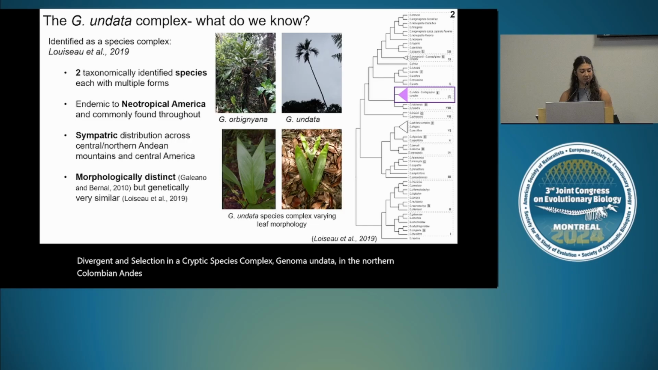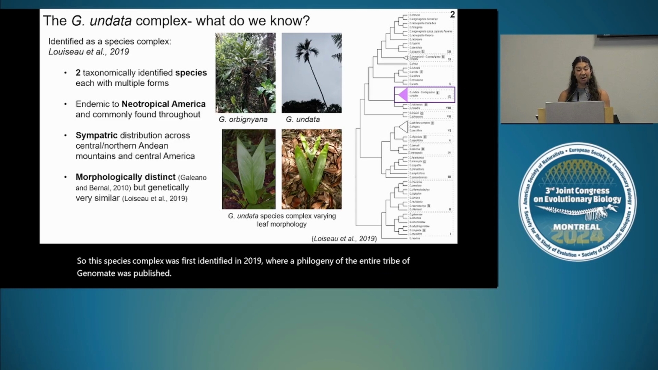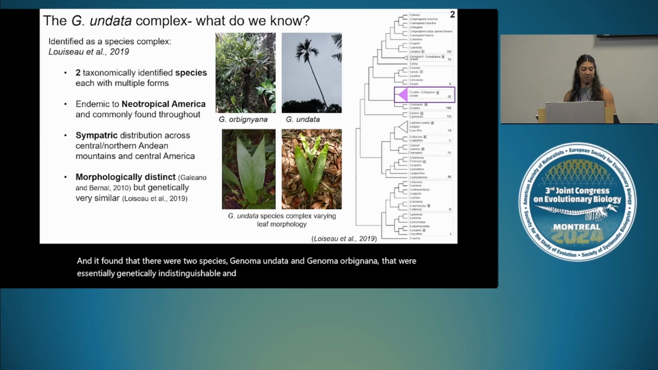So this species complex was first identified in 2019, when a phylogeny of the entire tribe of Geonomateae was published. It found that there were two species, Geonoma undata and Geonoma orbignyana, that were essentially genetically indistinguishable. And so we have our species complex.